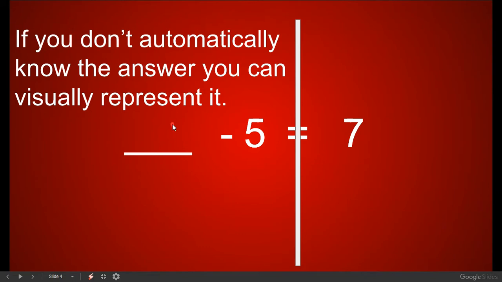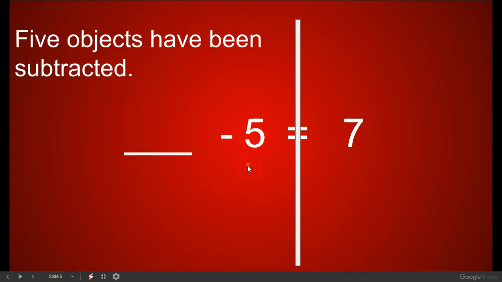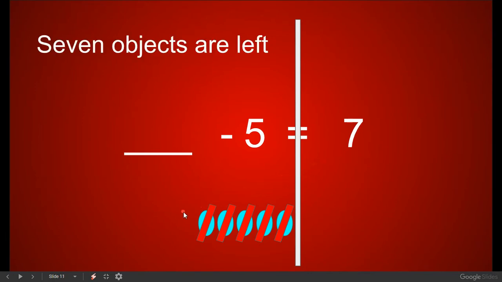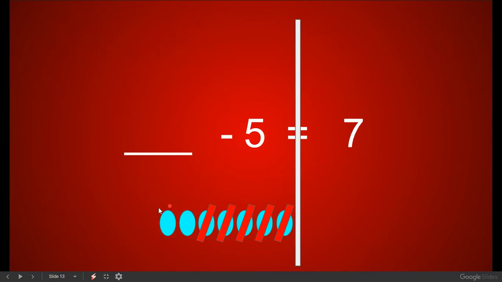Now, what I want to do is visually represent this problem. I know that I have some number and I subtracted 5 from it. So I can show that. Here's the 5 objects that have been subtracted. 1, 2, 3, 4, and 5. So these 5 things were subtracted. Now, after those 5 things were subtracted, I had 7 left. So I need to make 7 more objects here. 1, 2, 3, 4, 5, 6, 7.